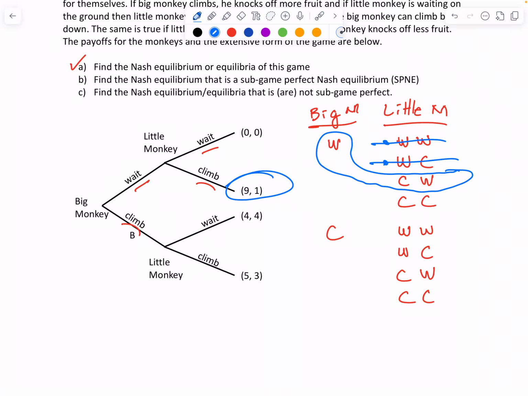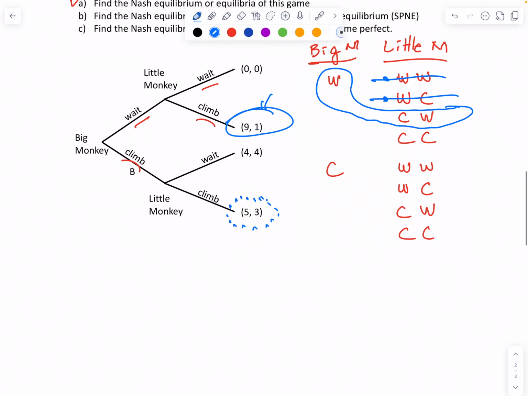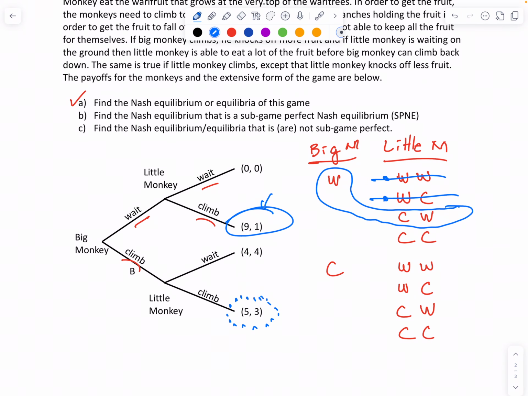Now, let's look at big monkey. So currently, little monkey is going to climb regardless, right? So big monkey is now looking at either staying where they are, right here at 9-1, or if big monkey switches to climb, then he would move from 9 down to 5. Remember, big monkey is player 1, and his outcome is the first one listed. Well, big monkey's not going to want to move. So this also is a Nash equilibrium. So now we've got 2. So far we've got W, CW, and W, CC.